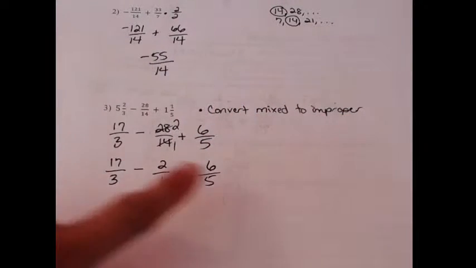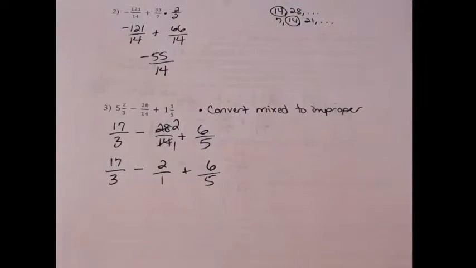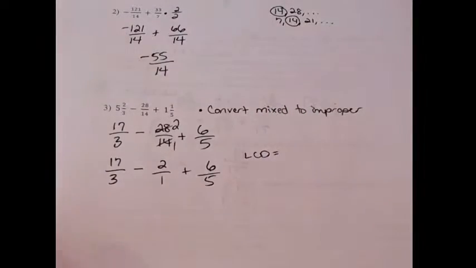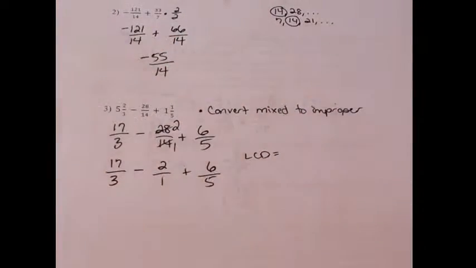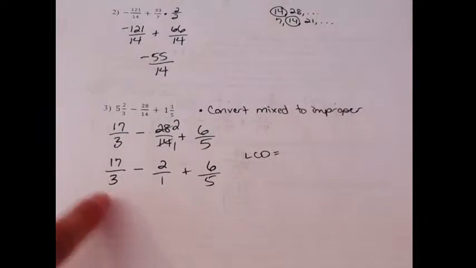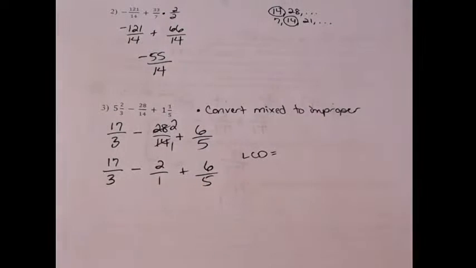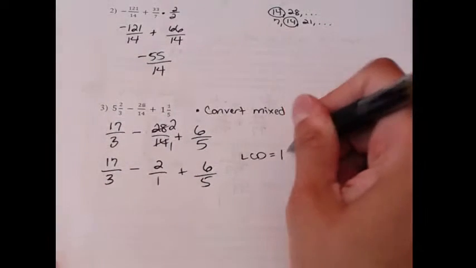Now, because we have fractions here and because we're adding or subtracting, we definitely need to find the LCD. So, Kayla, we will multiply each of these fractions by a quantity, but we have to figure out what that is. Notice we have a 3, a 1, and a 5. So our common multiple is going to be 15.